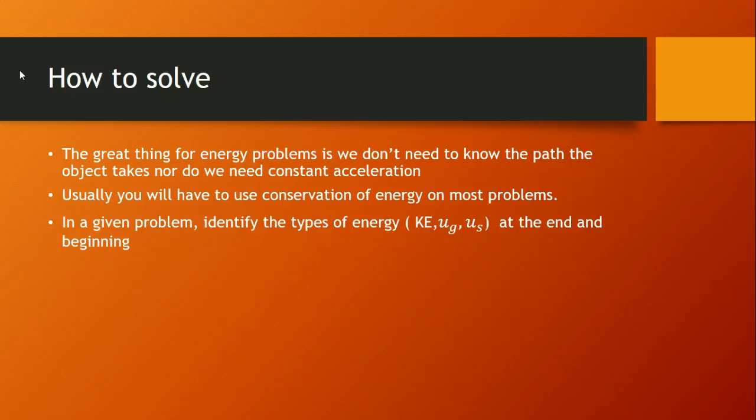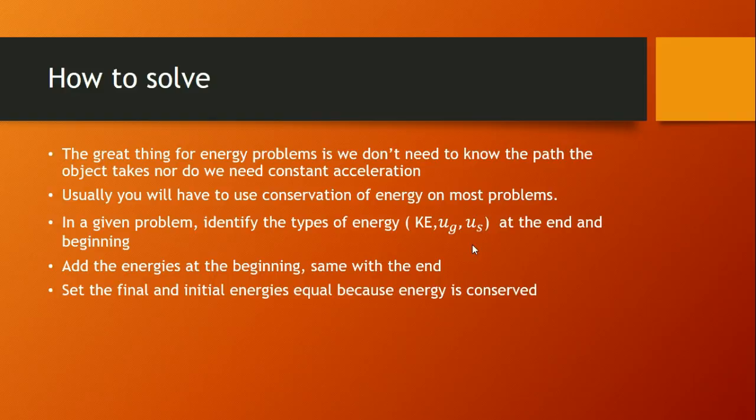In a given problem, we have to identify the types of energy at the beginning and end. We have three choices: kinetic energy, gravitational potential energy, and potential energy in a spring. We figure out the types of energy at the beginning and end, add the energies at the beginning, and add the energies at the end. Usually, if there's no friction and everything is conserved, we set both of them equal to each other. If not, we have to do some other stuff, but most of the time the energy at the beginning and end are the same, so we just set them equal.